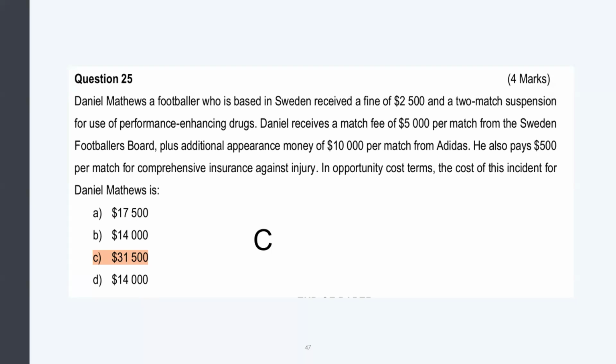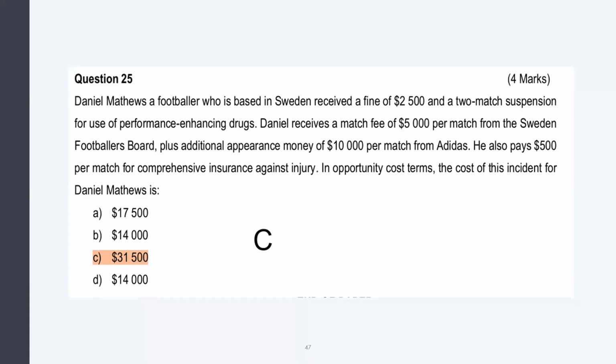Daniel Matthews is a footballer who is based in Sweden, right? So he receives a fine of 2,500 and a 2-match suspension for the use of performance-enhancing drugs. Right?